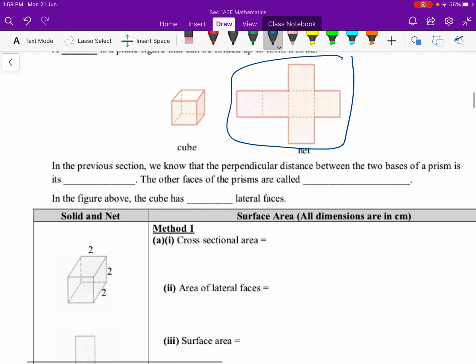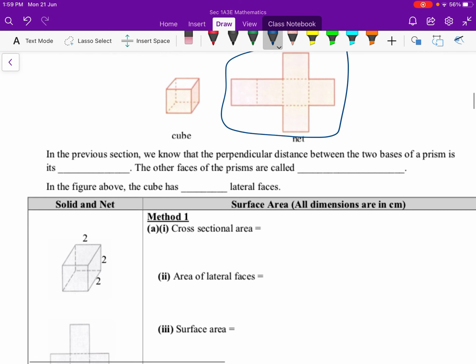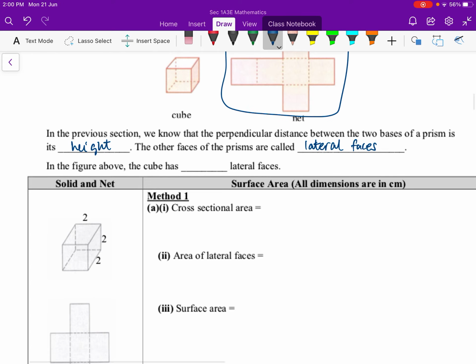Now, the next portion. In the previous section, part 2 of the notes, we know that the perpendicular distance between the two bases of the prism is its height. We can call it the perpendicular height also. The other faces of the prisms are called the lateral faces. As long as it is not the top and the bottom cross-sectional area, they are called lateral faces. In this case, the cube has 4 lateral faces as well as 2 cross-sectional areas.